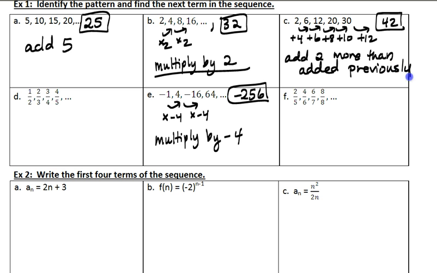Now example D, you maybe saw the pattern but weren't sure how to describe it. If you look, the top is just increasing by 1 each time, the bottom's just increasing by 1 each time. So to describe that in words, I'll say top and bottom increasing by 1 each time.